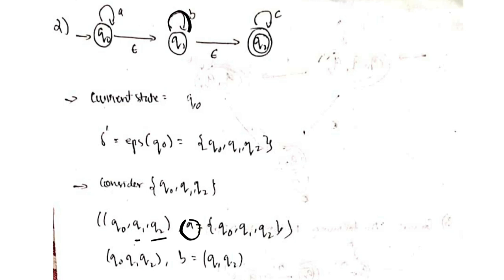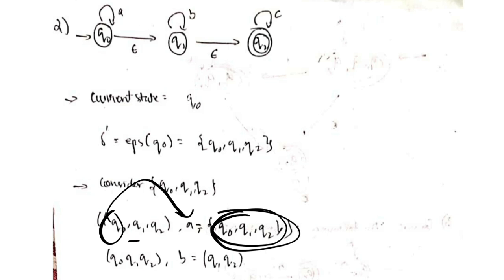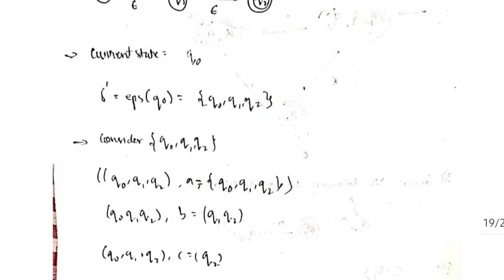What is q1 upon A? It's not defined, so we will not write anything, and same thing for here also. So the only states which I got are q0, q1 and q2 through A. From this I got the three states, other two are null. And same thing for the next one, q0, q1, q2 upon B.